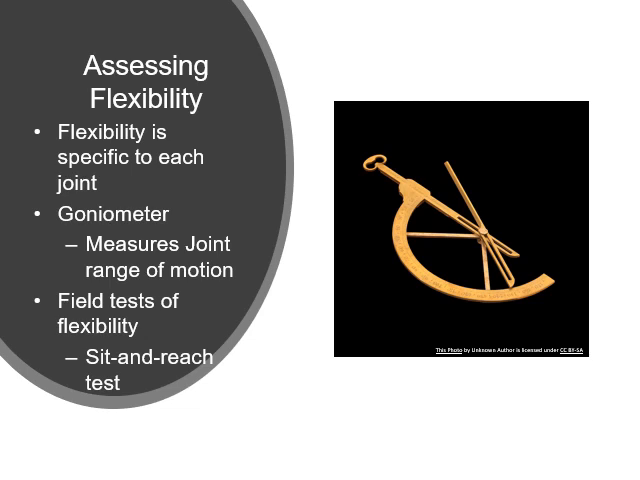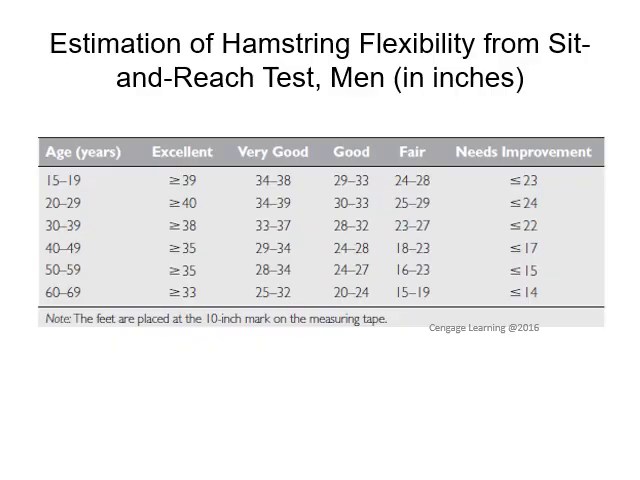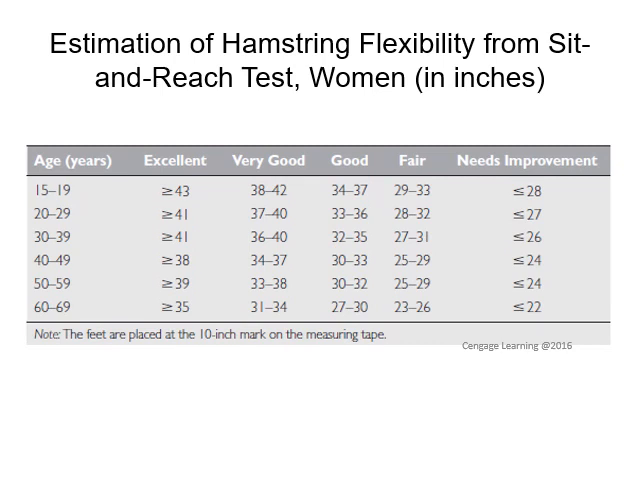Flexibility is specific to each joint, and it can be measured using a goniometer, which measures joint range of motion. There are also field tests of flexibility. I remember you doing these in PE when I was in middle school. There was a sit and reach test. This is a chart that indicates the degree of hamstring flexibility based on age using the sit and reach test, and they have charts for males and females.